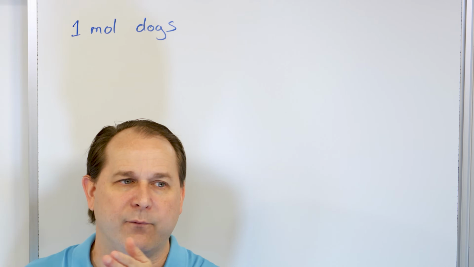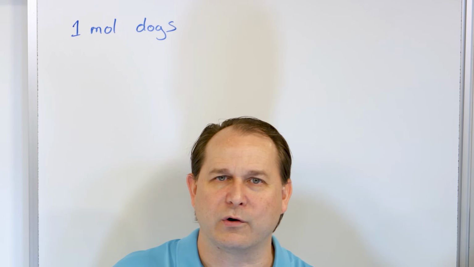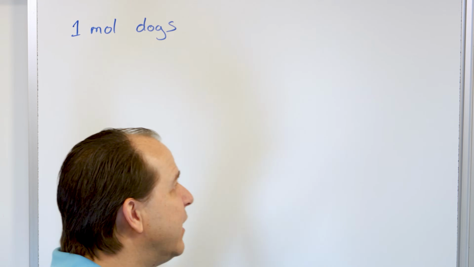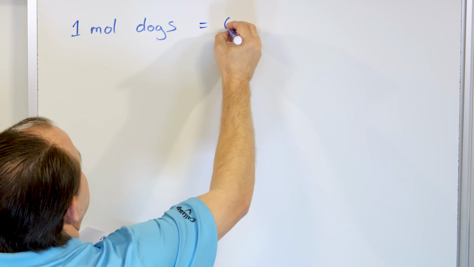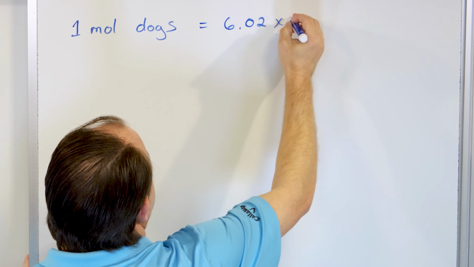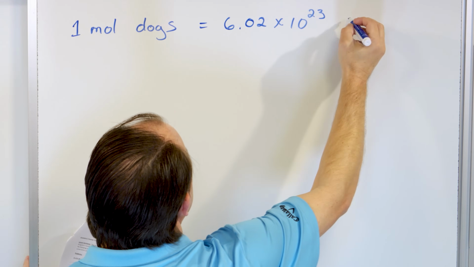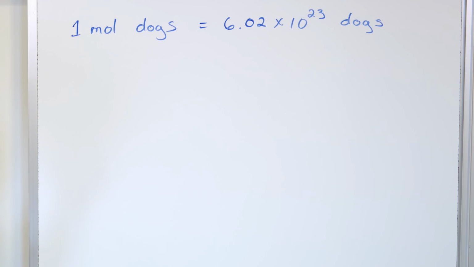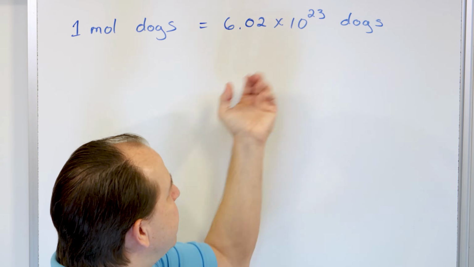Well, that means I don't have 1 dog or 2 dogs or 3 dogs or 4 dogs or 5 dogs. I have 6.02 times 10 to the 23rd dogs. That's what it means. That's an enormous amount of dogs. I don't even think there are that many dogs on the planet. I know there aren't. But if I had that many dogs, that's what it would be.